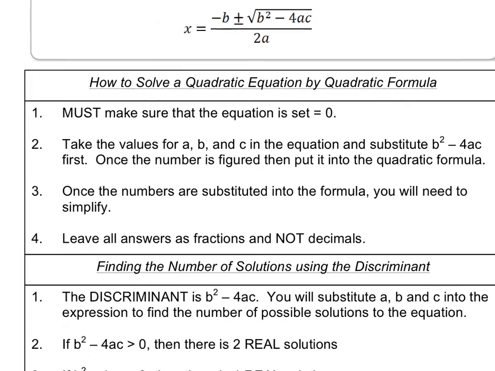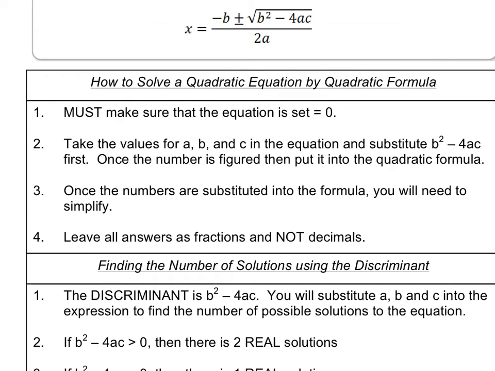So the very first step, I've got to make sure that my equation is set equal to 0 every time. Okay, I got to make sure that that happens. If it's not equal to 0, I got to get it equal to 0 by adding or subtracting whatever I need to do there. Then I'm going to take the values for a, b, and c in the equation and substitute it into the discriminant first, b squared minus 4ac. Then I'm going to calculate that number. Once that number's figured out, then I'm going to put it in the quadratic formula.